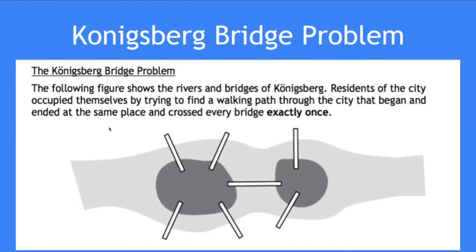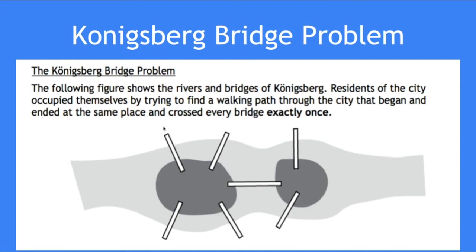The Konigsberg Bridge Problem. The following figure shows the rivers and bridges of Konigsberg. Residents of the city occupied themselves by trying to find a walking path through the city that began and ended at the same place and crossed every bridge exactly once. So let's see if that's possible.